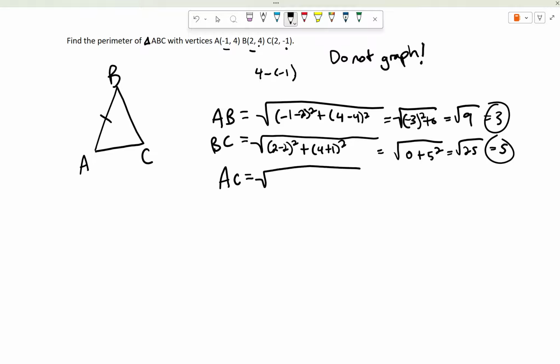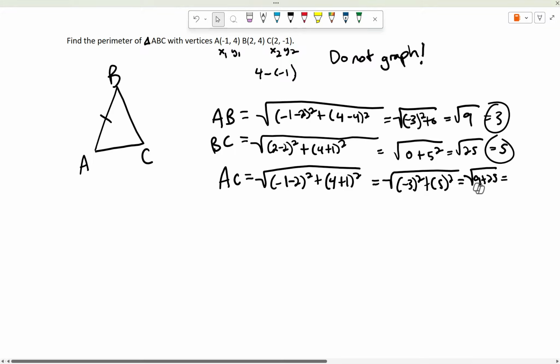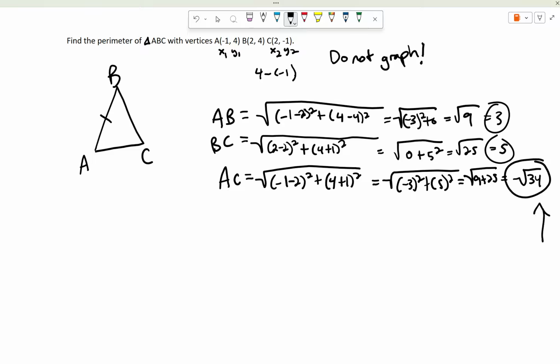And I have AC, square root of, and I'm going to wipe this guy down here. Here we go. This is my x sub 1. This is my x sub 2. So I'm going to have a negative 1 minus 2 squared plus y sub 1, y sub 2, 4 minus 1 squared, which is going to give me a negative 3 squared plus 5 squared, which will give me a rad 9 plus 25, which would be a rad 34. And we talked about this in class. This number right here, as we talked about the Pythagoreans, that is an exact number and it's perfect as is.